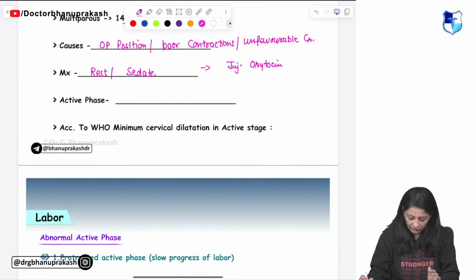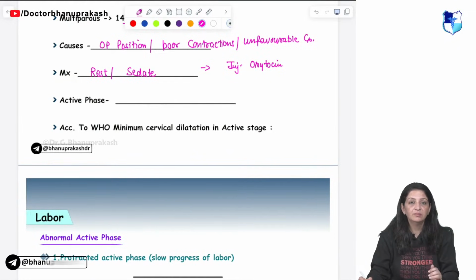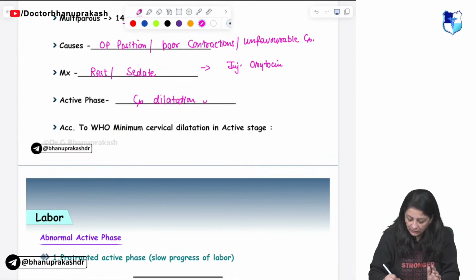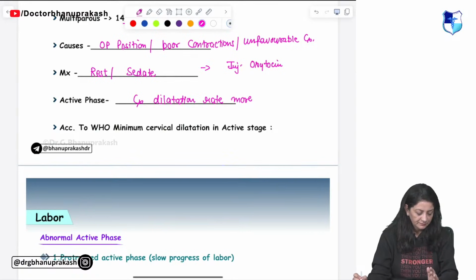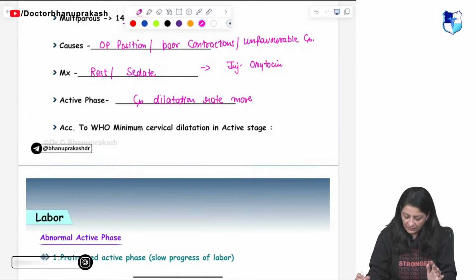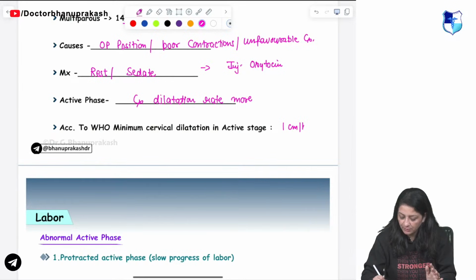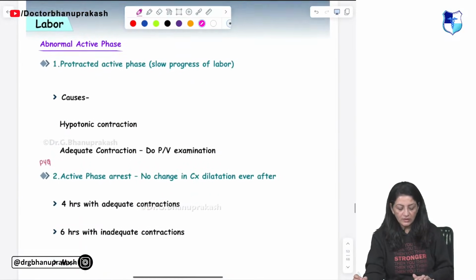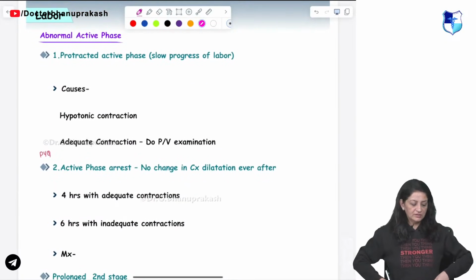In the active phase of labor, the rate of cervical dilatation is more. According to WHO, the minimum cervical dilatation in the active stage of labor is around 1 centimeter per hour. So what is the meaning of abnormal active phase?